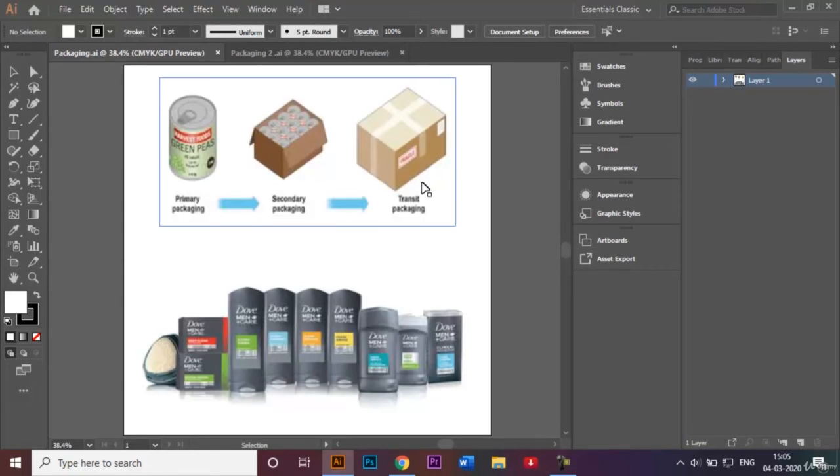Now coming to the last one, which is the transit packaging, also known as tertiary packaging. Most often tertiary packaging is used by warehouses to ship secondary packaging, right? Another example: you're shifting houses, moving from one state to another state. A lot of the time you must have seen these big cardboard boxes used along with tape to hold smaller cardboard secondary packaging, right? So this itself is also known as tertiary packaging.